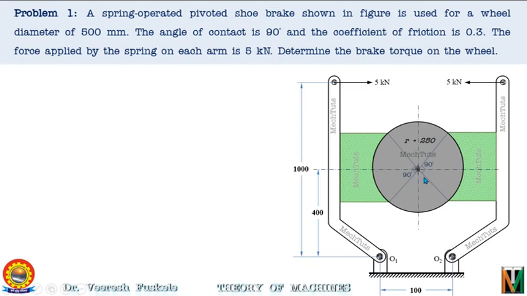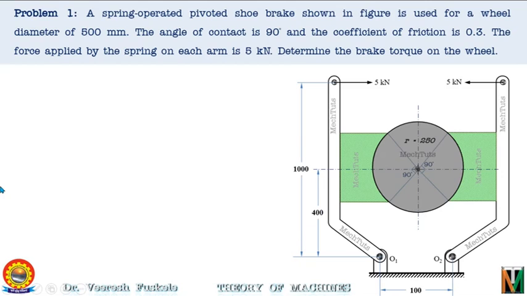So we have to find out the equivalent friction coefficient. The distance between the pivot points is given as 100 mm. L, the length of the lever or the distance between the point of application of the force to the fulcrum, is given as 1000 millimeter, and the distance from the central point to the fulcrum is given as 400. Note that the direction of rotation is not given. So we have to assume a direction of rotation.